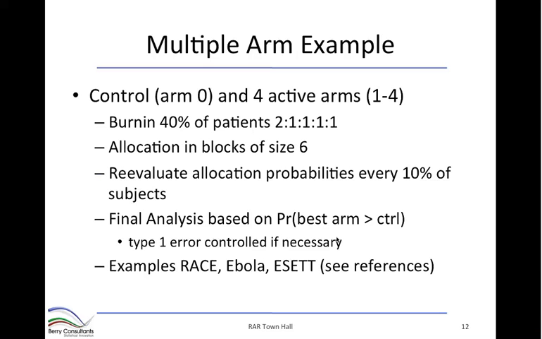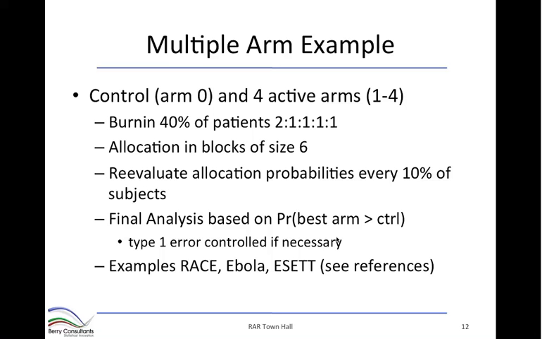Okay, so finishing off the multiple arms, I've got this 40% burn-in. I allocate in blocks of size 6, as I just described. I'm going to evaluate those allocation probabilities every 10% of the subjects. So I do my first interim at 40%. I'm going to do another at 50, at 60, at 70, at 80, at 90. This is part of your design choices to investigate: is it worth doing it more? Does it hurt if you do it less? That would be part of the process.